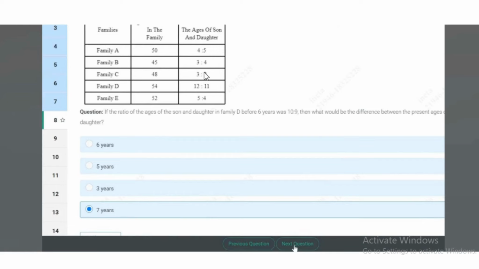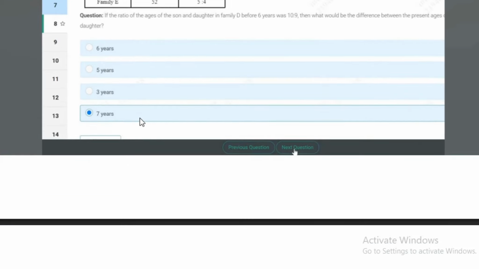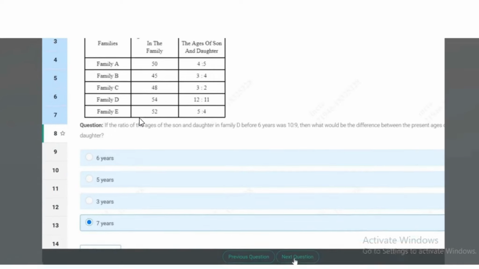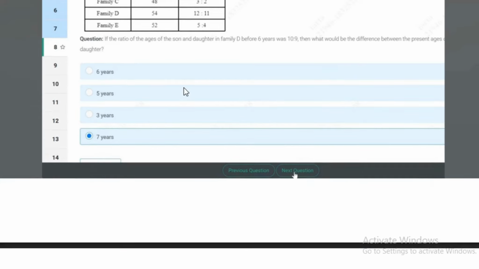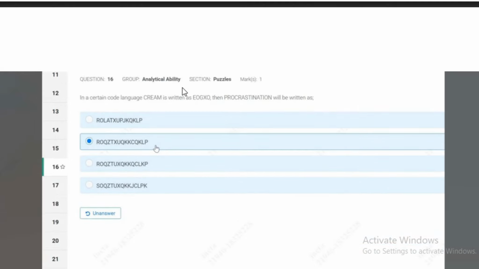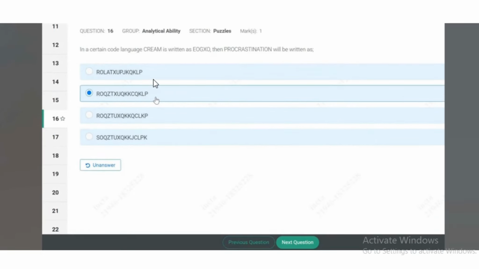And the next question gives a table about the families and the ages of the son and daughter and the ratios. The question is, if the ratio of the ages of the son and daughter in family D before 6 years was 10:9, then what would be the difference between the present ages of the son and daughter? So the answer is 7 years. This also contains another question, but the same question is repeated, sorry.